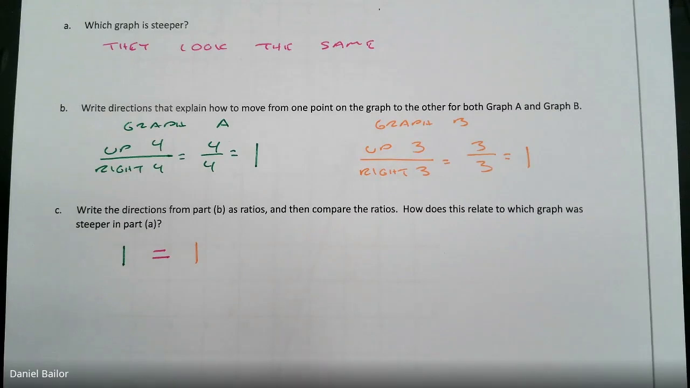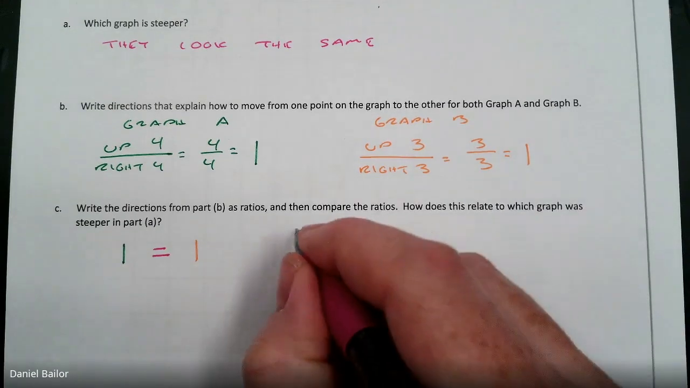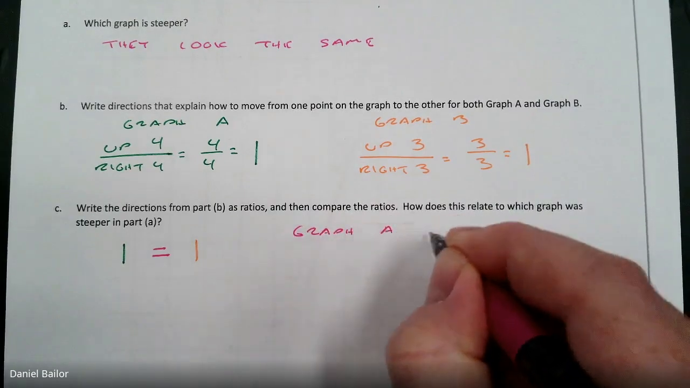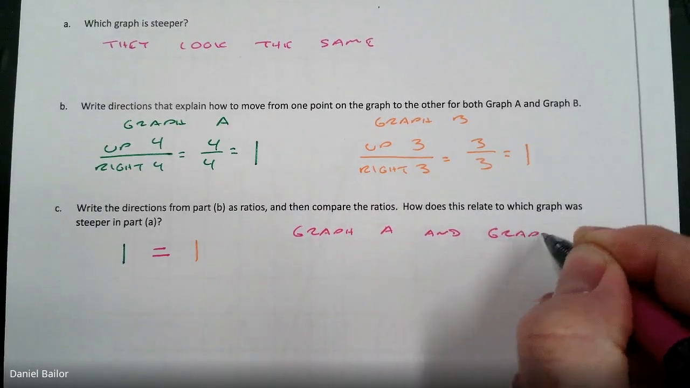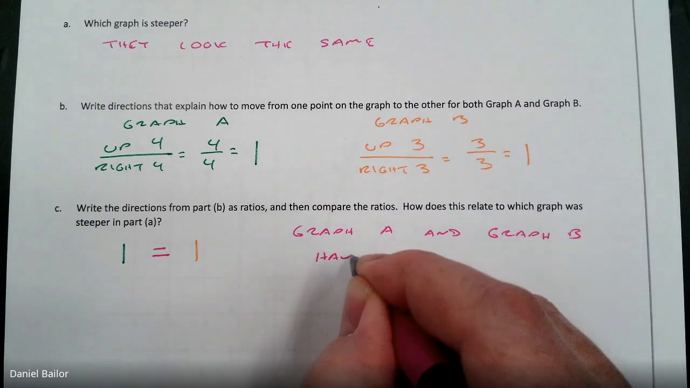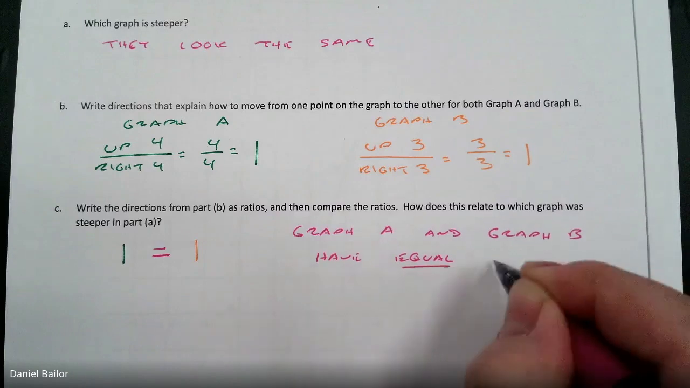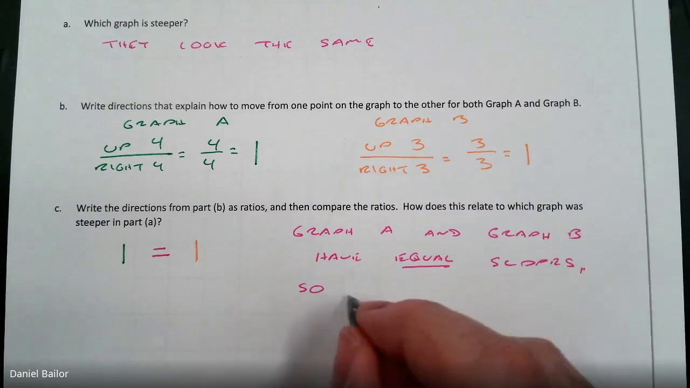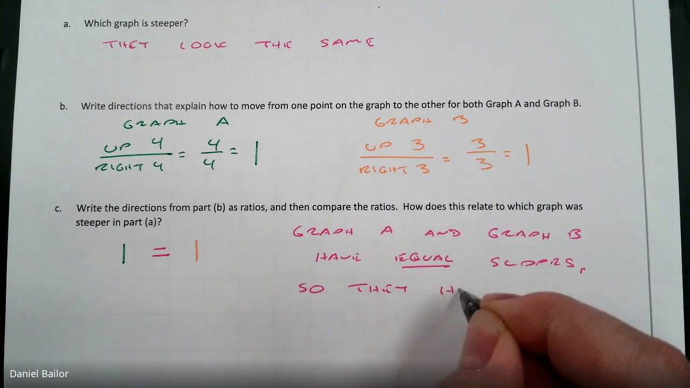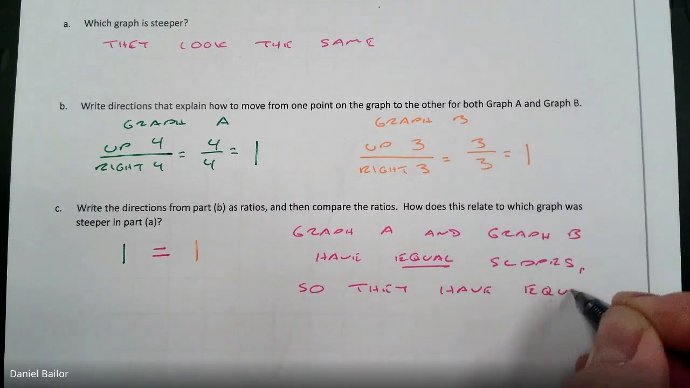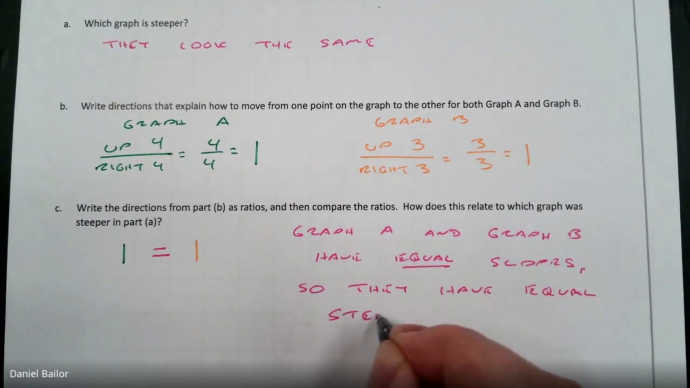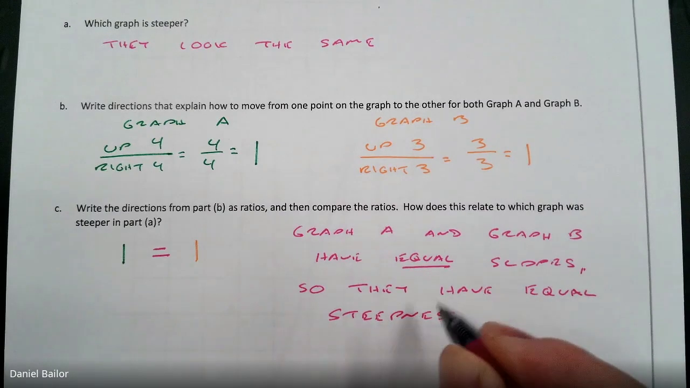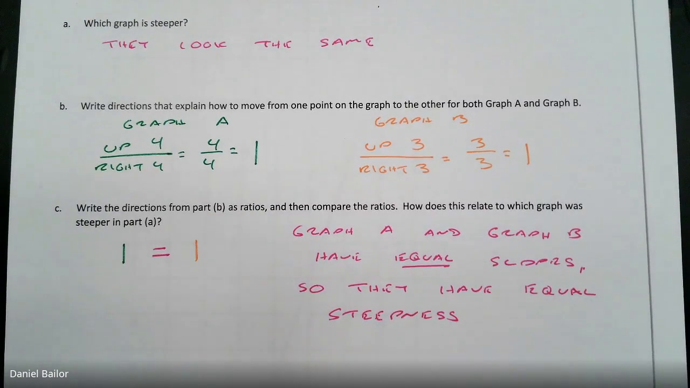So our answer, our explanation is graph A and graph B have equal slopes. So they have equal steepness. They are both equal, just like we thought in part A. The steepness looks the same. That's what our eyes told us. And then we used math to prove that the steepnesses are the same.